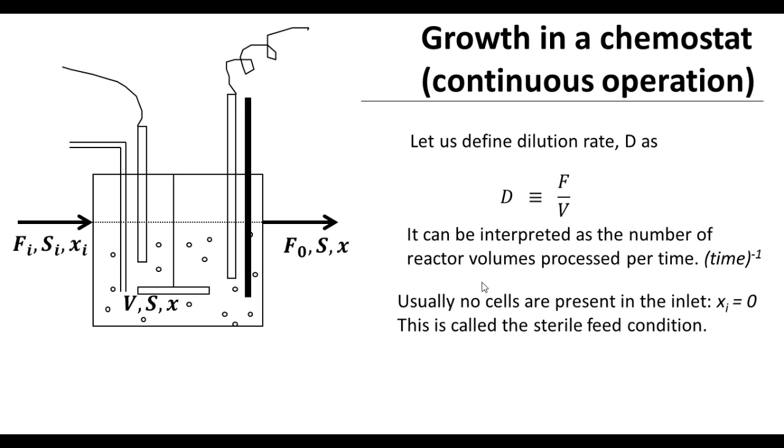Usually there are no cells present in the inlet of the chemostat, and this condition is called a sterile feed condition. In the feed there are no cells, it is sterile. This is the usual mode of operation unless you are using a chemostat in a different way, maybe attached to another chemostat or another bioreactor. Those are different. Standalone chemostats usually don't have an inlet cell concentration. There is just substrate in the inlet stream.